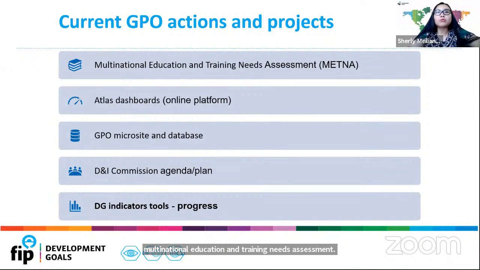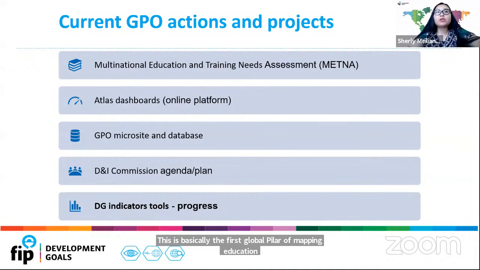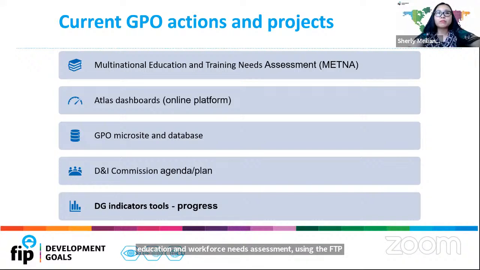This is basically the first global pilot of mapping education and workforce needs assessment using the FIP development goals as a framing device. We are aiming to conduct a data retrieval in partnership with our member organizations, and we are hoping to develop a comparative assessment in terms of the priorities related to the FIP development goals and also to identify regional commonalities. As previously mentioned, the second point, which is the Atlas, is basically our online visualization platform to display any important intelligence.